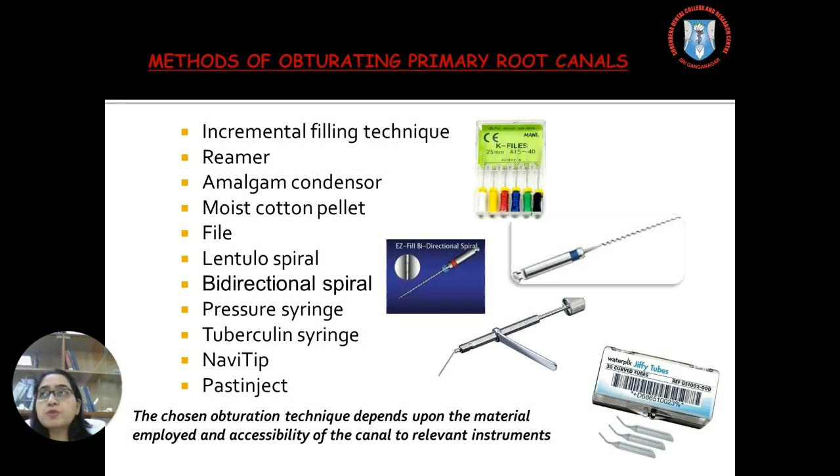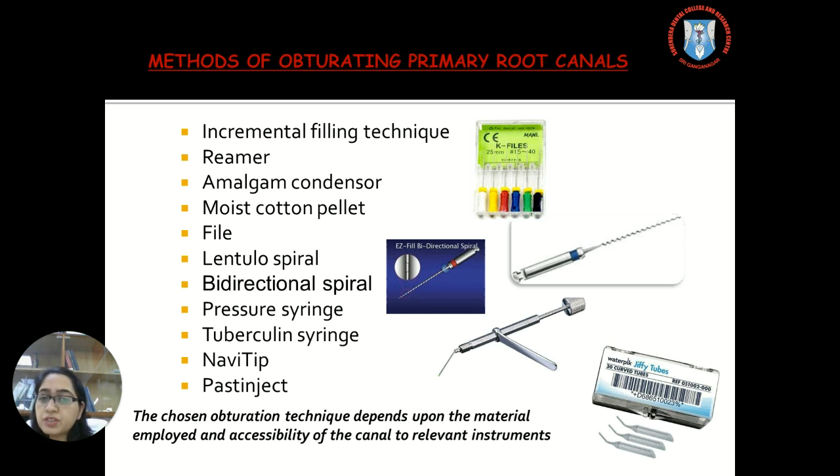Coming to the methods of obturating primary root canals, there are many methods proposed: incremental filling technique with the help of a reamer, amalgam condenser, moist cotton pellet with the help of a file, lentulo spiral, bidirectional spiral, pressure syringe, tuberculin syringe, Navy tip, and paste injector. Reamer and file are stiff and they can just place the material in the canal. However, there are voids associated.